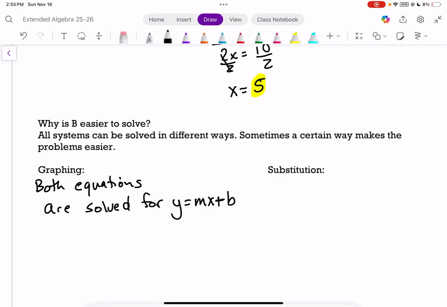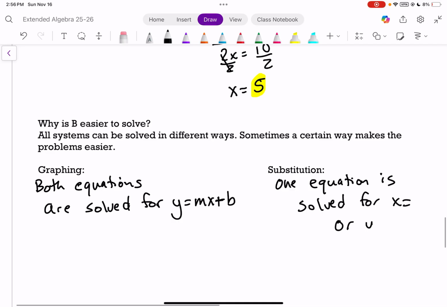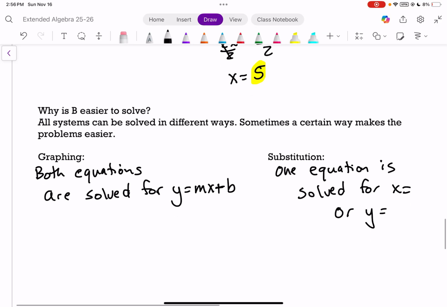Okay, so I like to use substitution if one equation is solved for x equals or y equals. And that would be the one that I would substitute. So if I have an x equals, I'm going to replace the x. If I have a y equals, I'm going to replace the y. Okay, so we'll continue working on maybe this one is better with graphing, maybe this one's better with substitution.